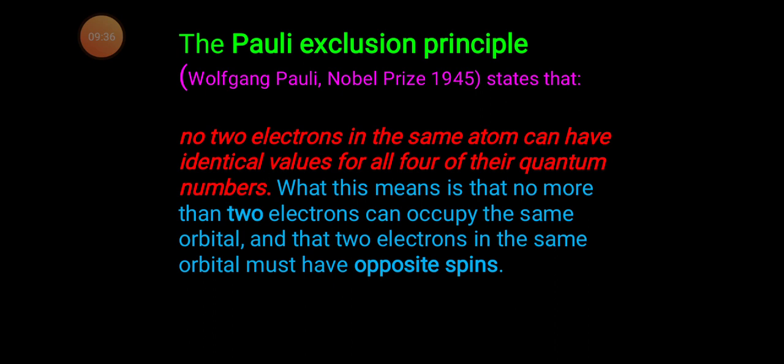Now the rule is called Pauli's exclusion principle, which was stated by Wolfgang Pauli, who received the Nobel Prize in 1945. It states that no 2 electrons in the same atom can have all 4 quantum numbers identical. That means any two electrons cannot have the same spin, that is, they must be oriented in opposite directions.